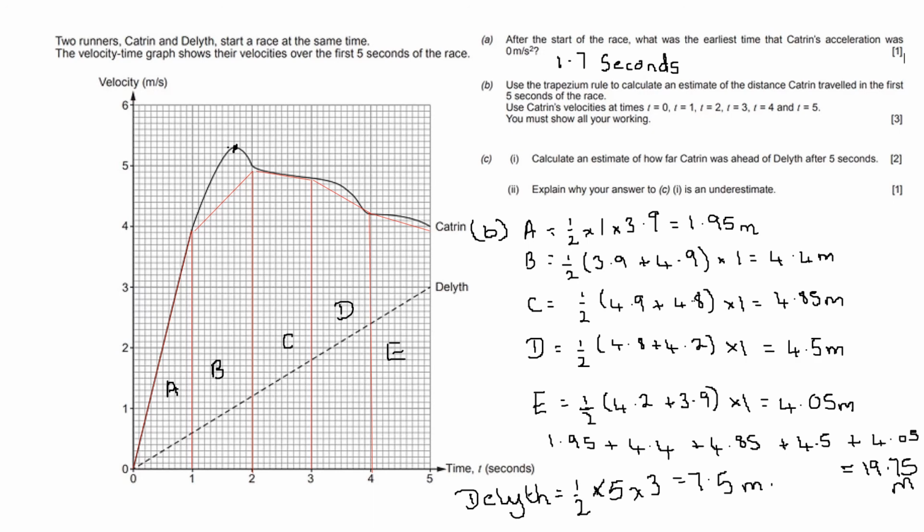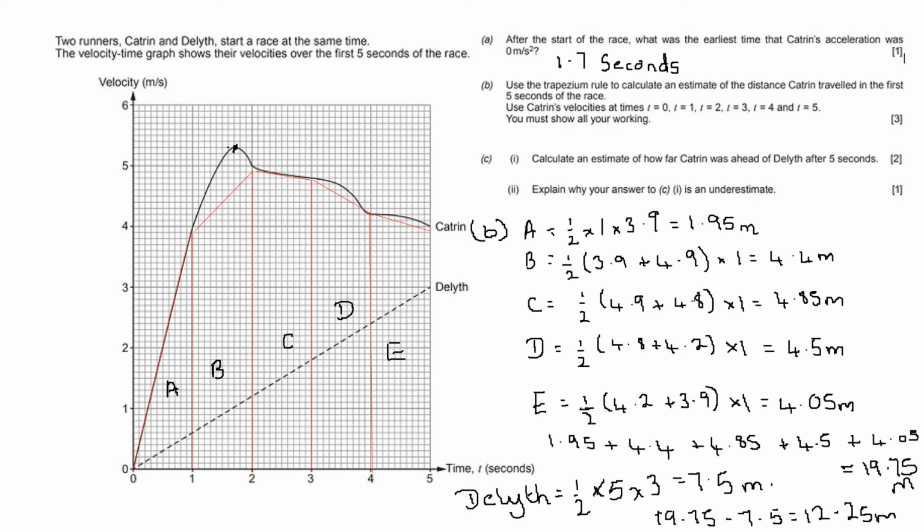So if we then work out the difference, we're going to have 19.75 minus 7.5, which will give us 12.25 meters. So after 5 seconds, Katrin was about 12.25 meters ahead of Delith.